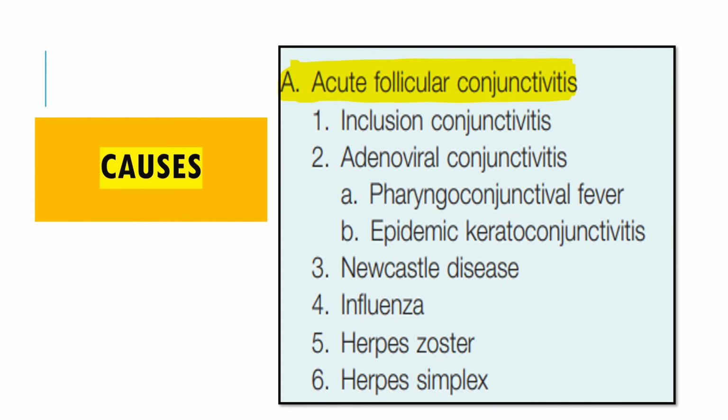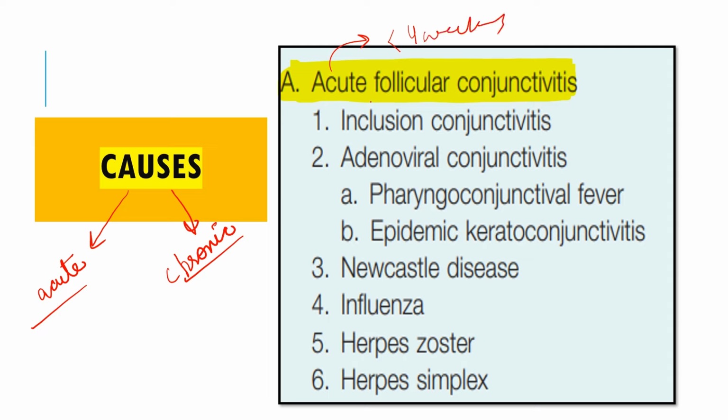So what are the causes of follicular conjunctivitis? The causes of follicular conjunctivitis can be classified into acute follicular conjunctivitis and chronic follicular conjunctivitis. In acute follicular conjunctivitis, acute means that the disease is less than 4 weeks old and you have follicular reaction. So this is seen in case of inclusion conjunctivitis, which happens because of chlamydia. Then the viral etiology, adenoviral conjunctivitis, which can cause pharyngoconjunctival fever, epidemic keratoconjunctivitis. Then you have Newcastle disease, influenza, herpes zoster and herpes simplex. Now, if you observe here, the causative agents of acute follicular conjunctivitis are mainly the viruses.